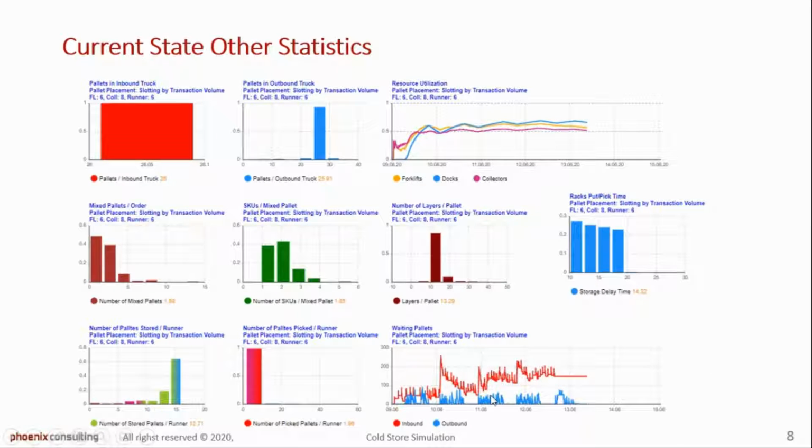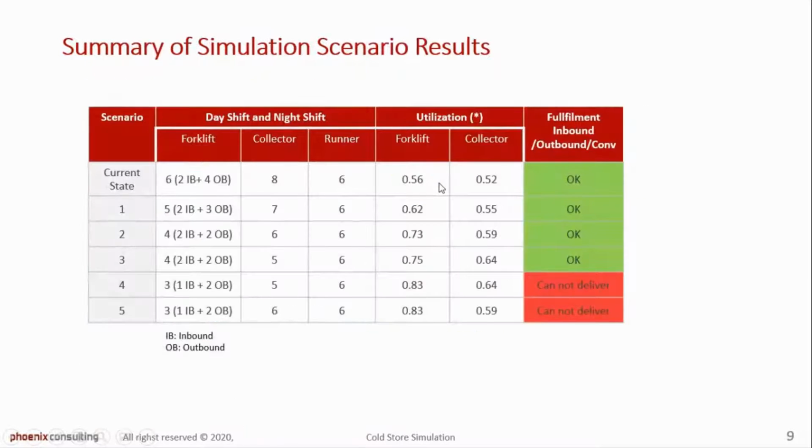And here we see one critical thing: how many pallets we have at any instant of time waiting somewhere, at the inbound area, at the outbound area. Are we within the limits? Is this realistic or not? So this was a cross-check of what we were saying was realistic or not.